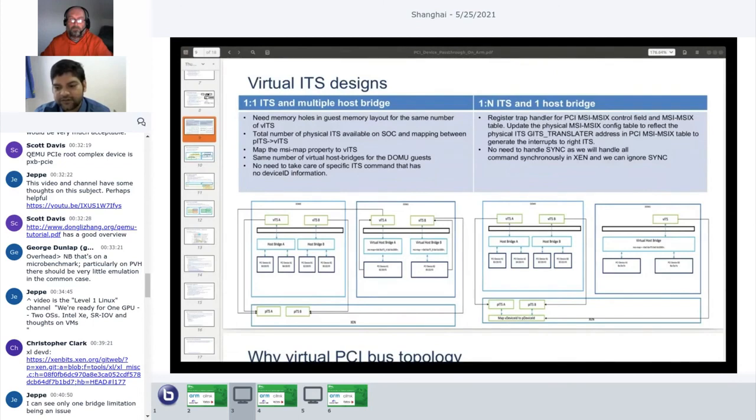In that case, yeah, we just need to configure the real physical MSI-X table to have the physical ITS address, not the virtual ITS address, for one-to-N. That's why we need the trap. And for one-to-one, we don't need that trap because this virtual ITS address will be mapped by the SMMU to the physical ITS. When the PCI device writes to that virtual ITS, the SMMU will translate it into the physical ITS and it will be written to that address.